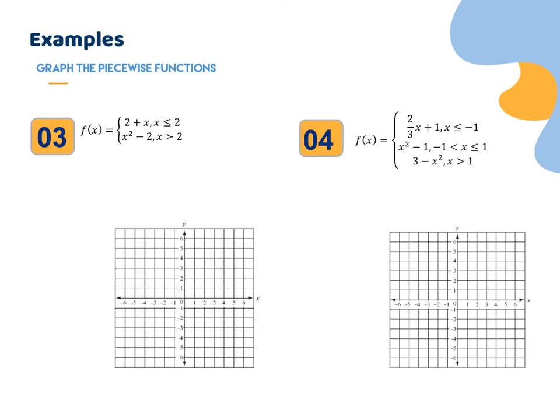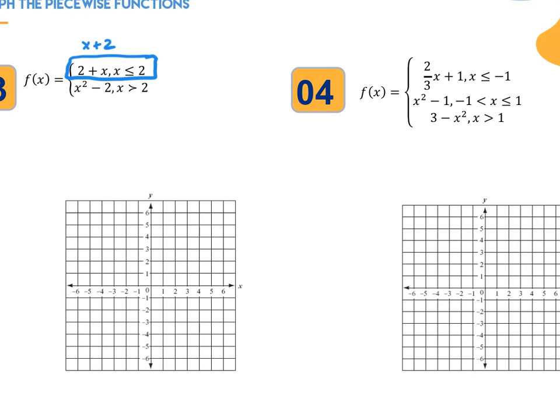So number 3 has a line. I'm going to do it the same as the first method. I'm going to switch the order so that it's y equals mx plus b, x plus 2. I go to 2 and draw my line, slope of 1. And then it's x is less than or equal to 2, so I go to where x is 2, which is here, and I erase everything to the right of it.